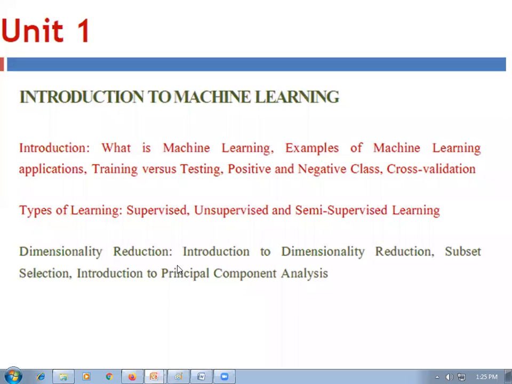Hello everyone. We have seen in the previous lecture, from Unit 1, dimensionality reduction and subset selection. Now the topic from Unit 1 is principal component analysis.